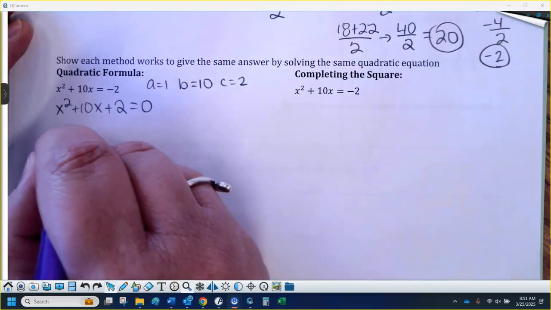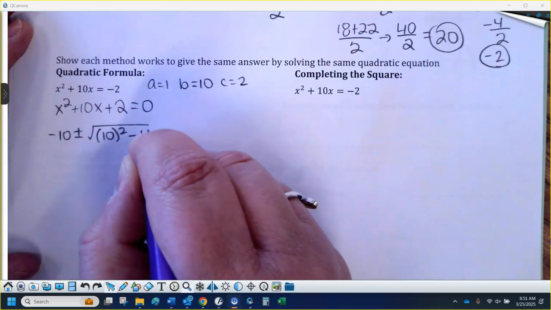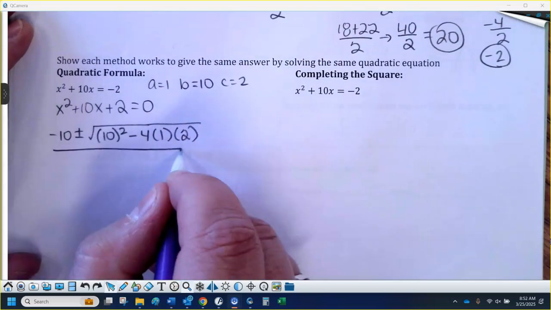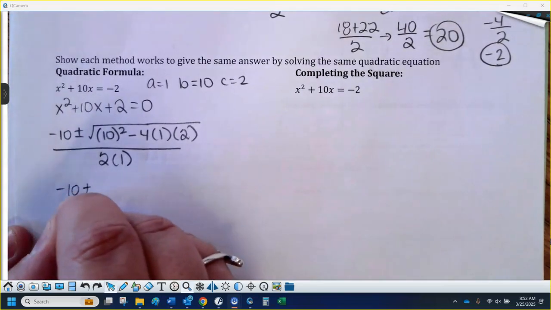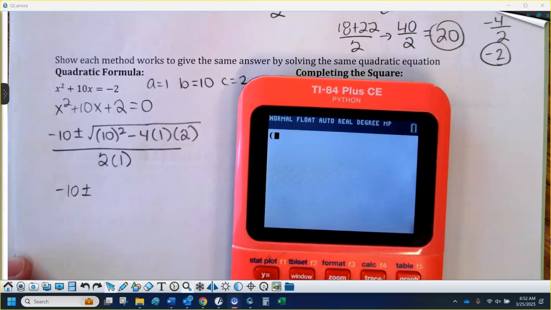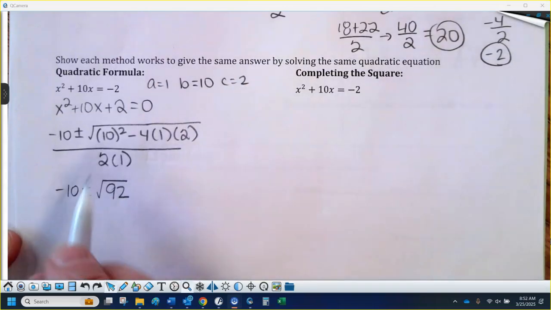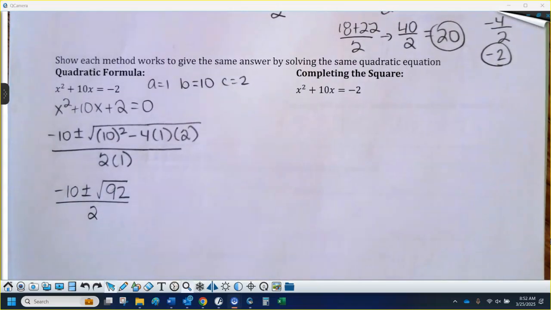So opposite of B would be negative 10 plus or minus square root. B squared is 10 squared minus 4 times my lovely A value, which is 1, times my C value, which is 2. Everybody over 2 times A, so just 2 times 1. All right, so I got negative 10. Just grab the calculator real quick. All right, we're going to do 10 squared minus 4 times 1 times 2. And I'm going to get 92. All over 2a, so 2 times 1 is just going to be 2.